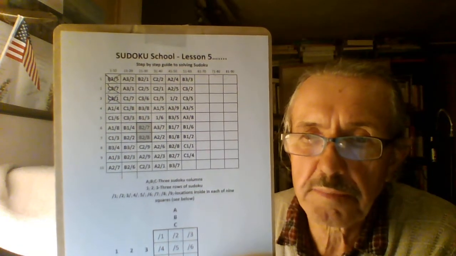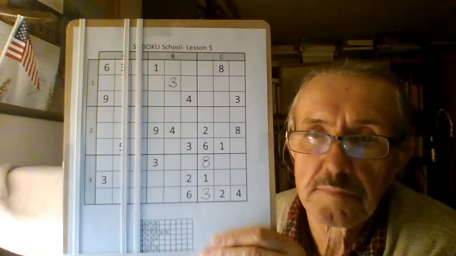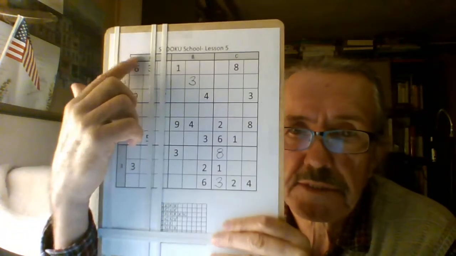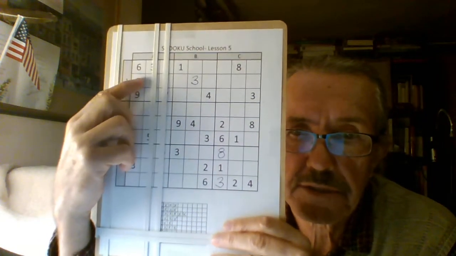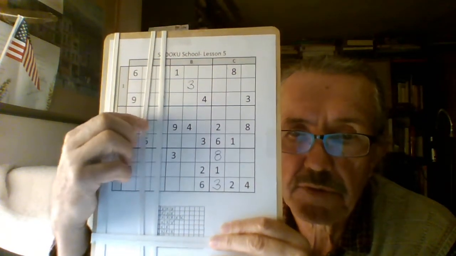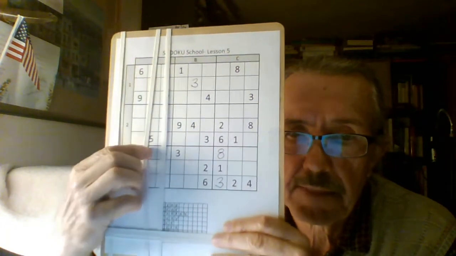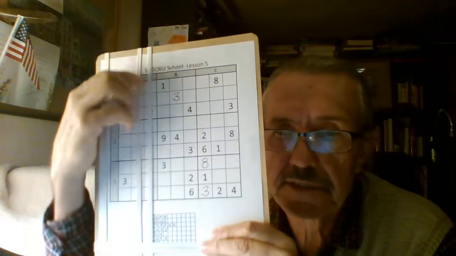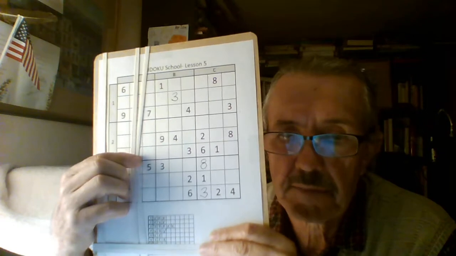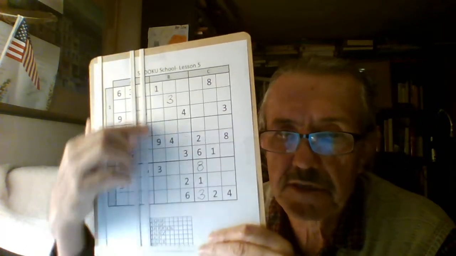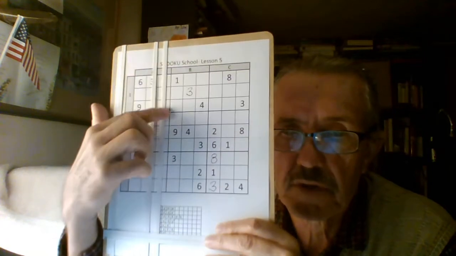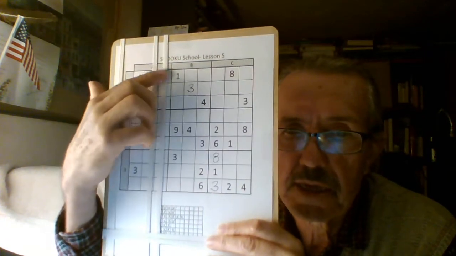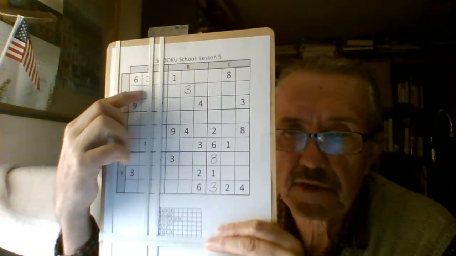The next step is A1/4. Square A1 is over there, and location 4 is over there, and we're looking for number 5. Number 5 already exists in this column, and number 5 already exists in this column. There's one available space for number 5, in square A1, over there.